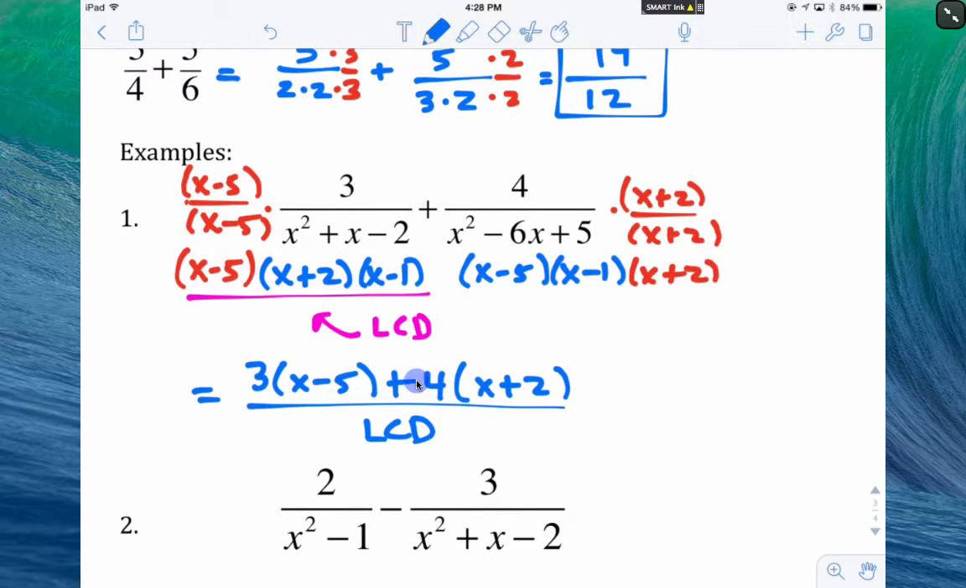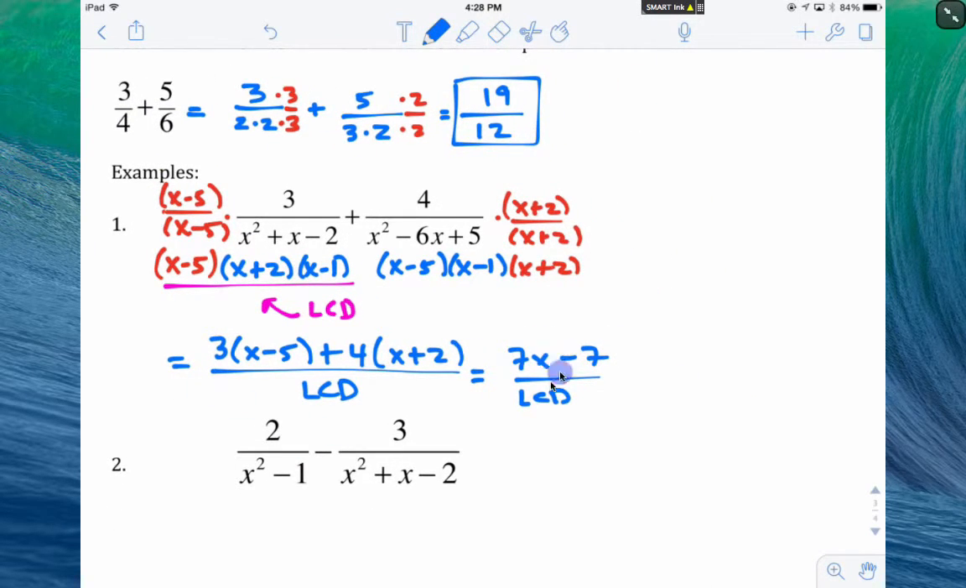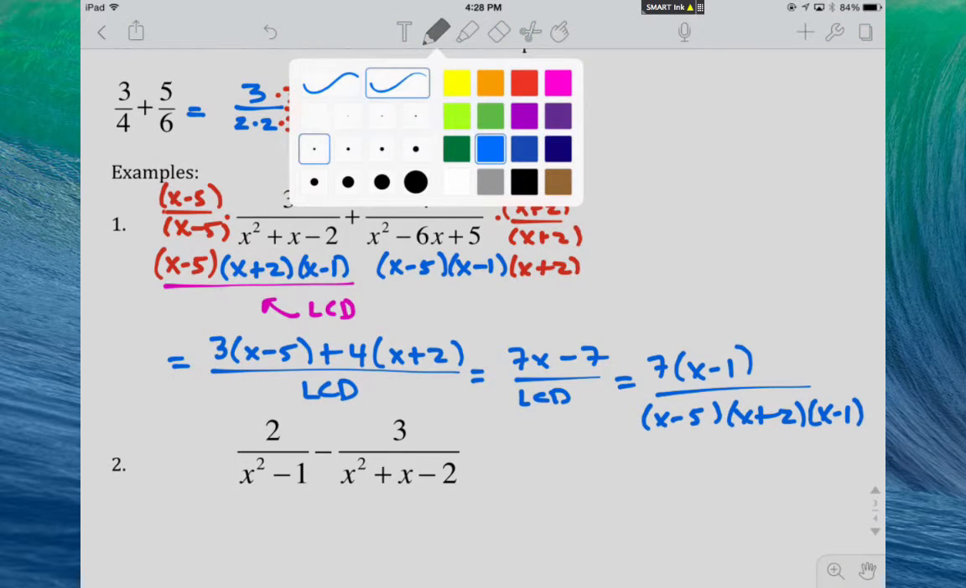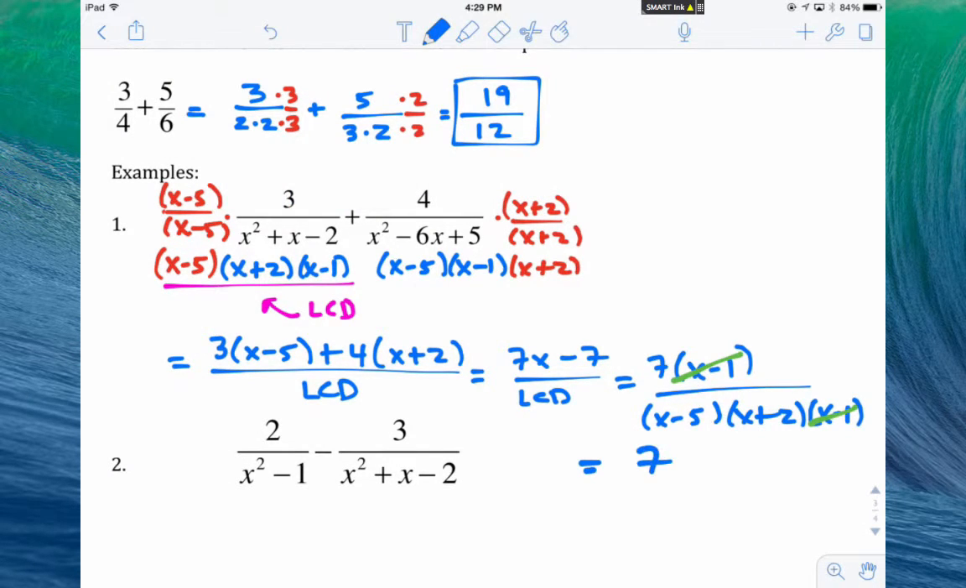All right, so when we expand these two and collect our like terms, I think our numerator is going to be 7x minus 7, all over that least common denominator. And now let's look for a simplifying opportunity. I think we can factor out a common factor of 7 from our numerator, 7 times the quantity of x minus 1. Let's expand that least common denominator, x minus 5, x plus 2 times x minus 1. And we see indeed there is a simplifying opportunity. These x minus 1s will simplify, and our final sum will be just 7 over x minus 5 times the quantity of x plus 2.